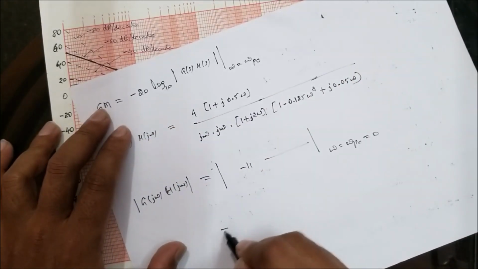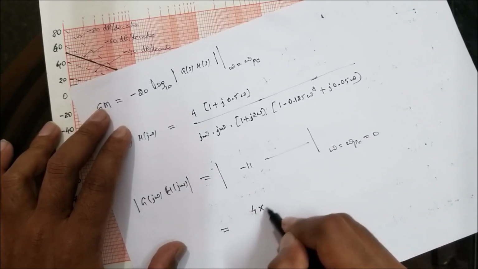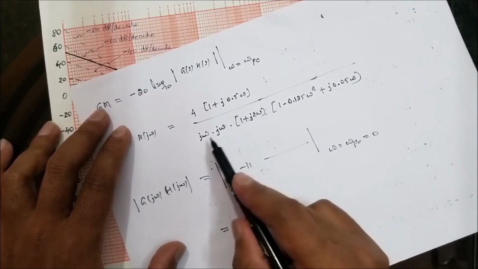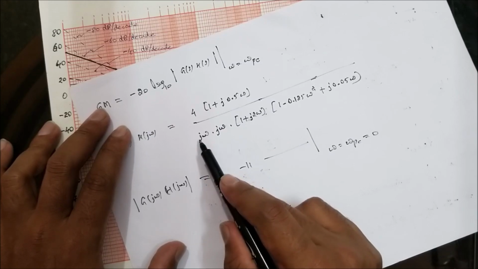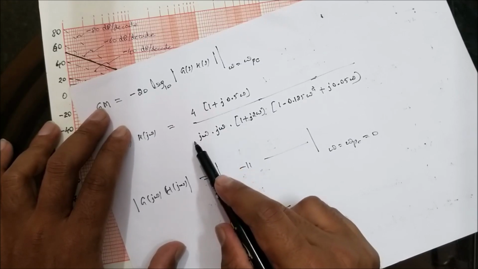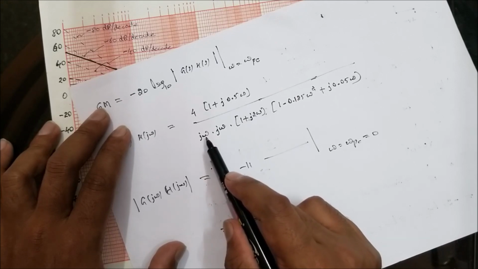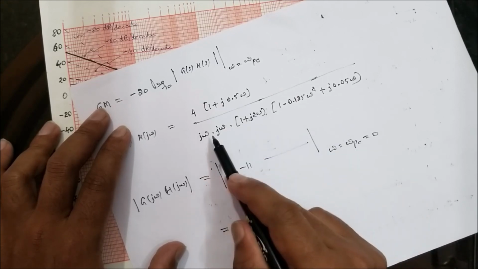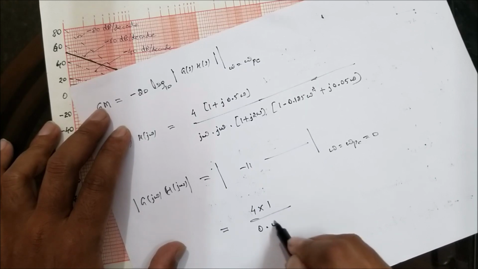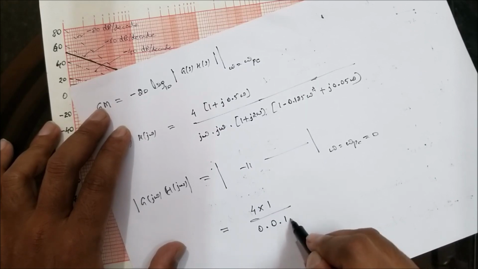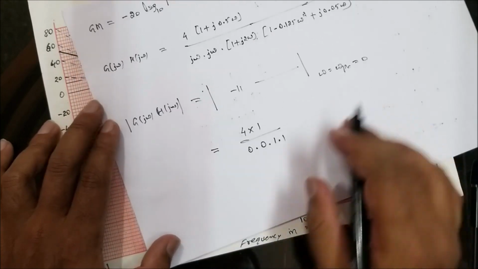So what am I left with? I am left with 4 into 1 divided by, here the imaginary part is 0, omega is 0. What about the real part? There is no real part. Therefore it is 0 plus j omega. Put omega is equal to 0, then this will become 0, right? So it is 0 into 0 into 1 into 1. This is the magnitude I got.